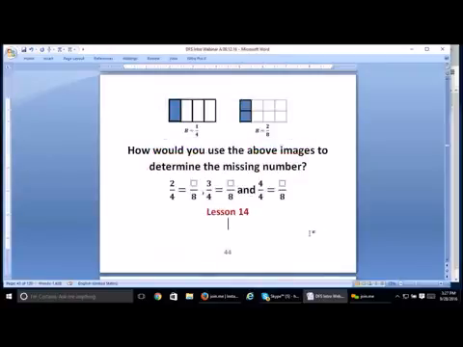Now, how would you use the above images to determine the missing number? So in lesson 14, the students are given these images and they're supposed to answer this question. 2/4 are how many 8s? 3/4 are how many 8s?